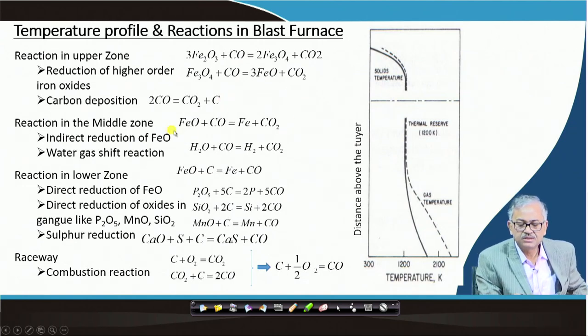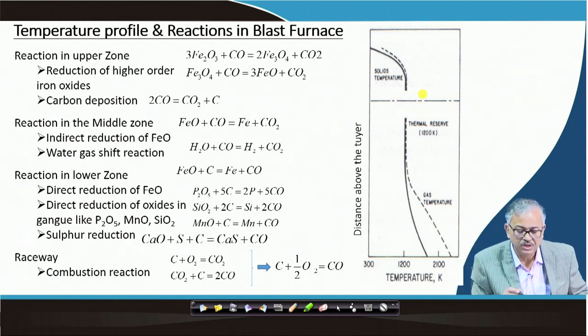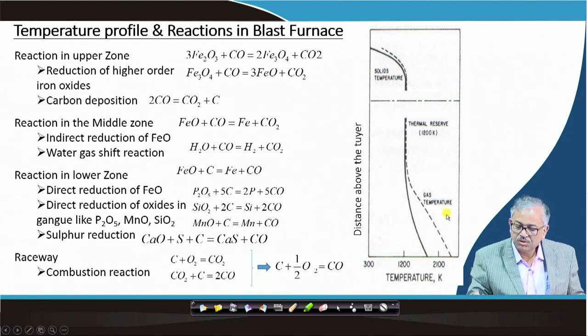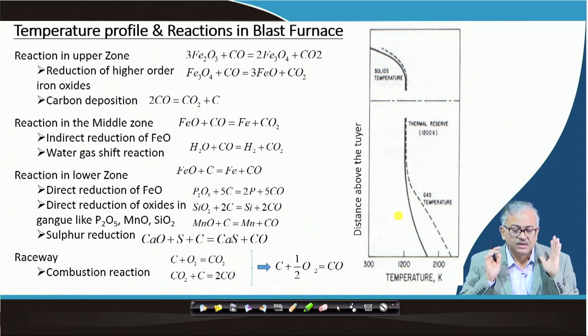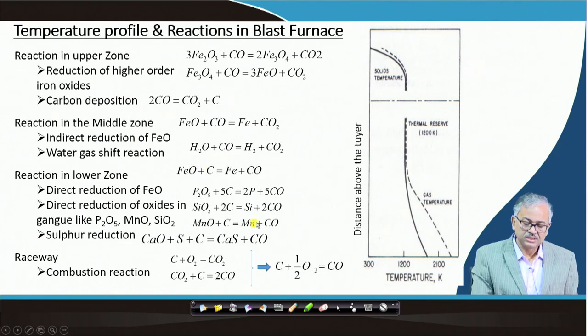And in the middle region, in the isothermal zone, mostly the indirect reduction of FeO takes place. And this indirect reduction comes to an equilibrium in this region, that is called the chemical reserve zone, which will come later on. And then the water gas shift reaction also takes place. And then in the lower part, all the direct reductions take place, and all direct reductions are highly enthalpy consuming processes, that is, highly endothermic. All direct reductions take place in the lower part of the furnace, right?